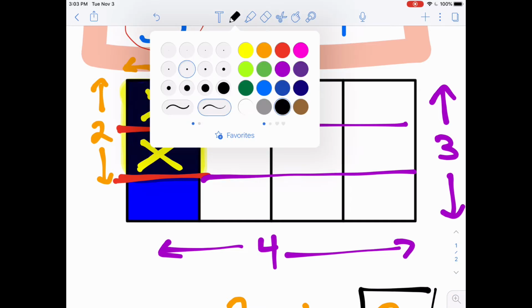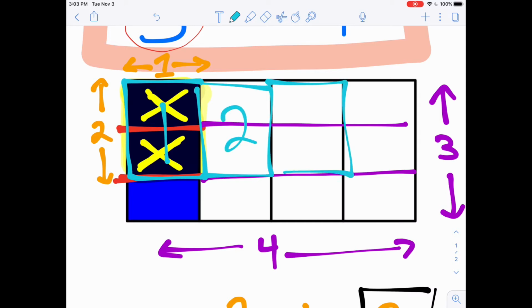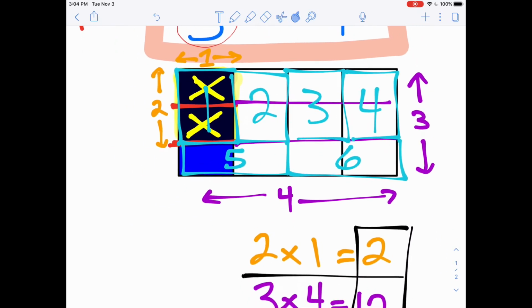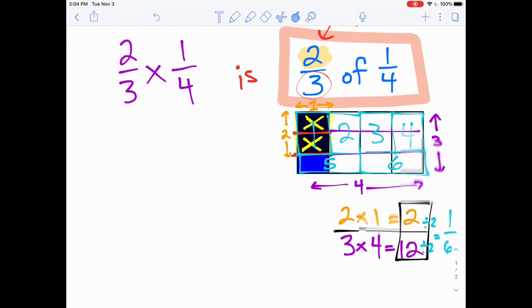Boy, there's a lot of work to do here when I draw the picture, but I'm getting the right answer, so it's worth it. So here's one group, 2, 3, 4, 5, 6. And because each of those groups has 2 little parts inside, I can divide by 2, and that's where I get 1/6. Okay, I really like the model of draw it out and find just a small part of that 4th. I really like it.